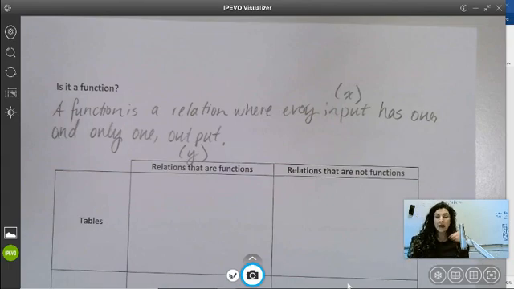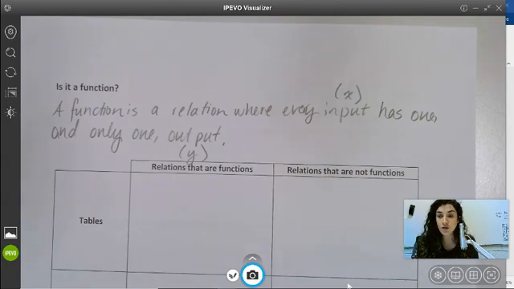So what that means is that every x value, if you think about it on a graph, here's our x-axis, every x value should only map to one y value, whether it's here or whether it's here, it doesn't matter, as long as on that x value, there's only one output for that.